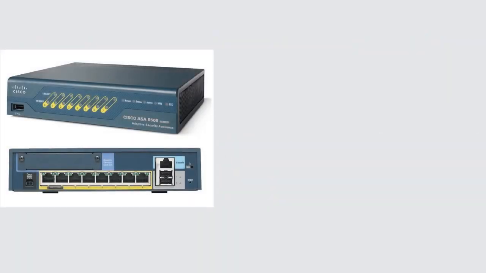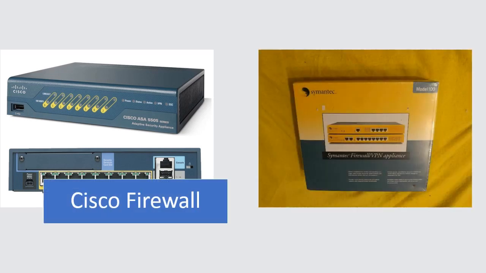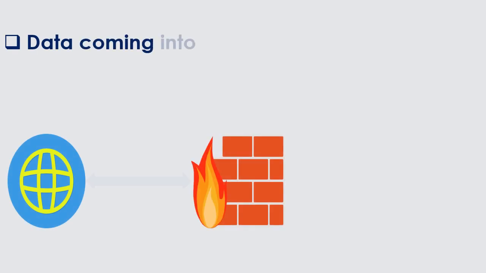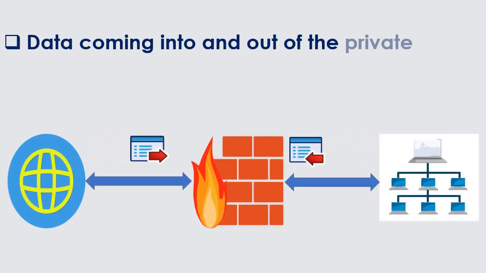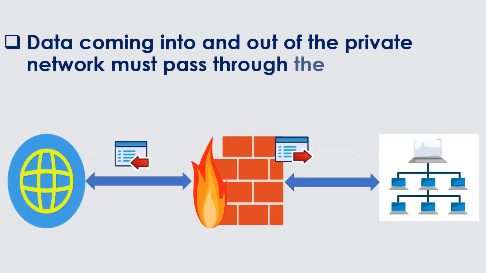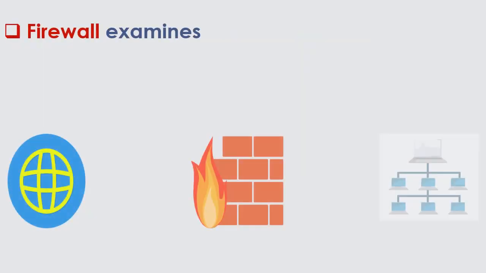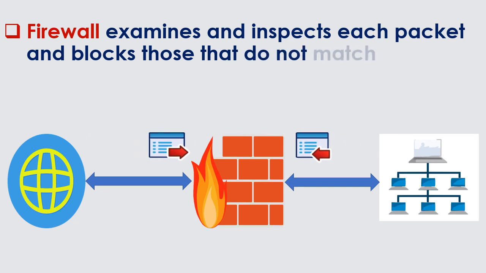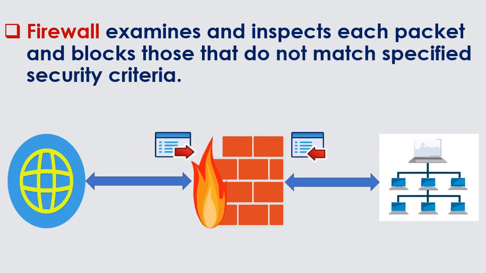The capabilities of a firewall can be accomplished with software, hardware, or both. Data coming into and out of the private network must pass through the firewall. The firewall examines and inspects each packet and blocks those that do not match specified security criteria.